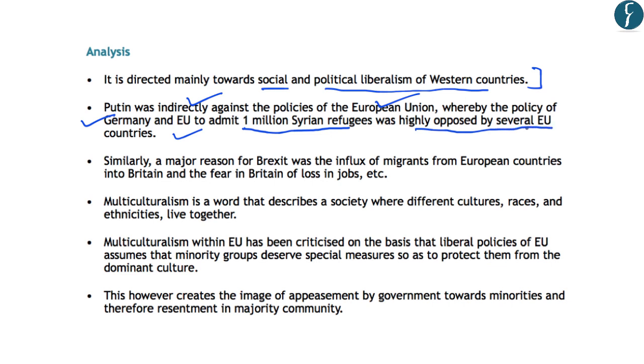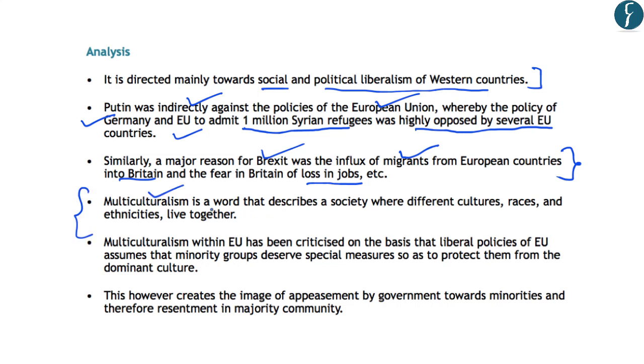However, this move of Germany and the European Union was highly opposed by several countries of the European Union. And one of the major reasons for Brexit was the influx of migrants from European countries into Britain. And the people of Britain were fearing job losses due to the migration of people from other European countries as it was a part of the EU. And that is why the majority of the people in Britain supported the Brexit.